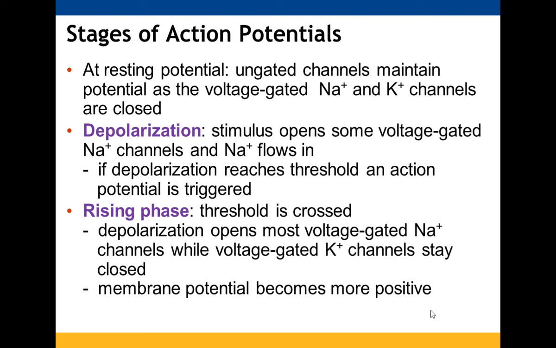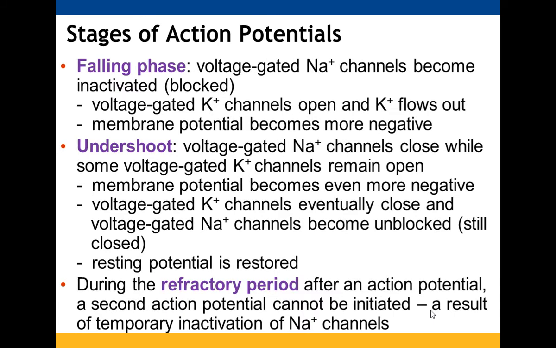There will be both a rising phase and a falling phase. With the rising phase, once the threshold is crossed, the depolarization will cause most of the remaining voltage-gated sodium channels to open, but it'll keep the potassium voltage-gated channels closed. When that occurs, because you're moving in lots of sodium ions, your membrane potential is going to become more positive. In the falling phase, the sodium channels that are voltage gated are blocked. They are not able to allow sodium ions to come in anymore. But the voltage-gated potassium channels open up, and because potassium is going to be moving down its concentration gradient, it flows out.